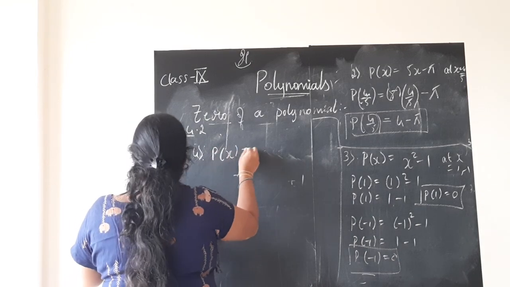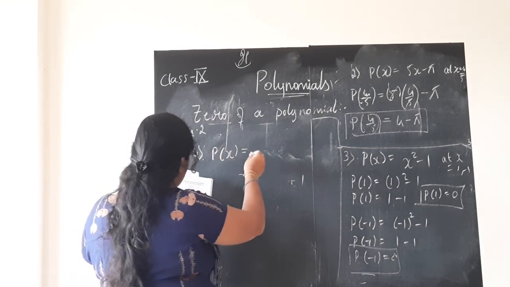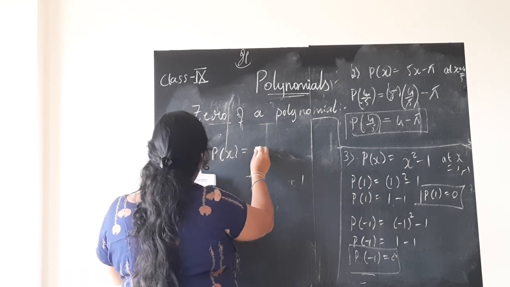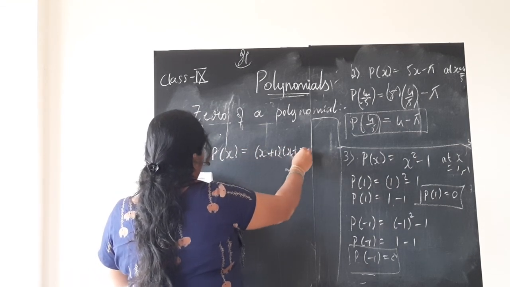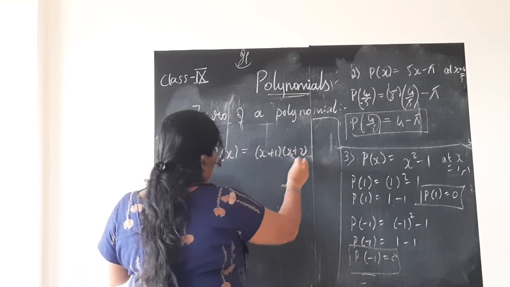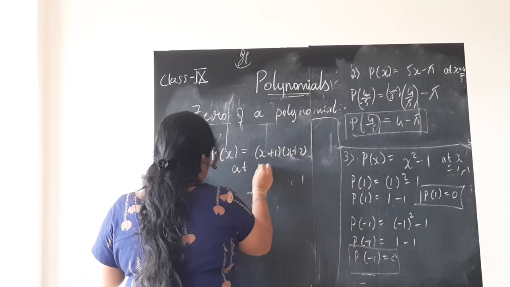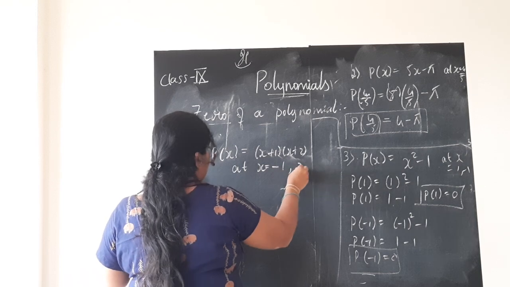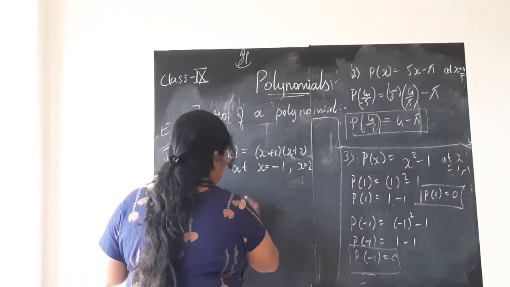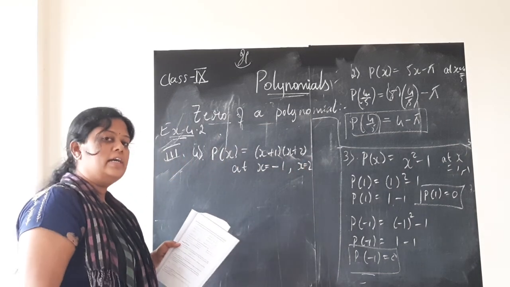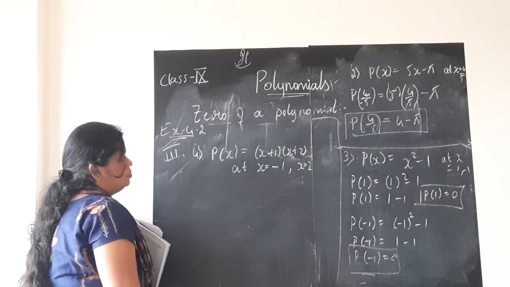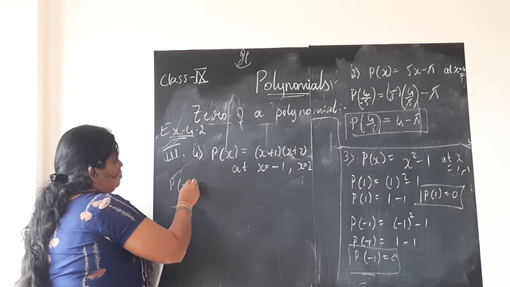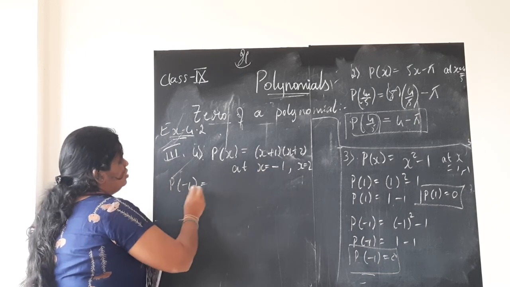P of x is equal to x plus 1 into x plus 2, at x is equal to minus 1 and x is equal to 2. Minus 1 comma 2 they will give. It means separately you need to substitute. So P of x is x plus 1 into x plus 2. First we need to do P of minus 1, for x is equal to minus 1.